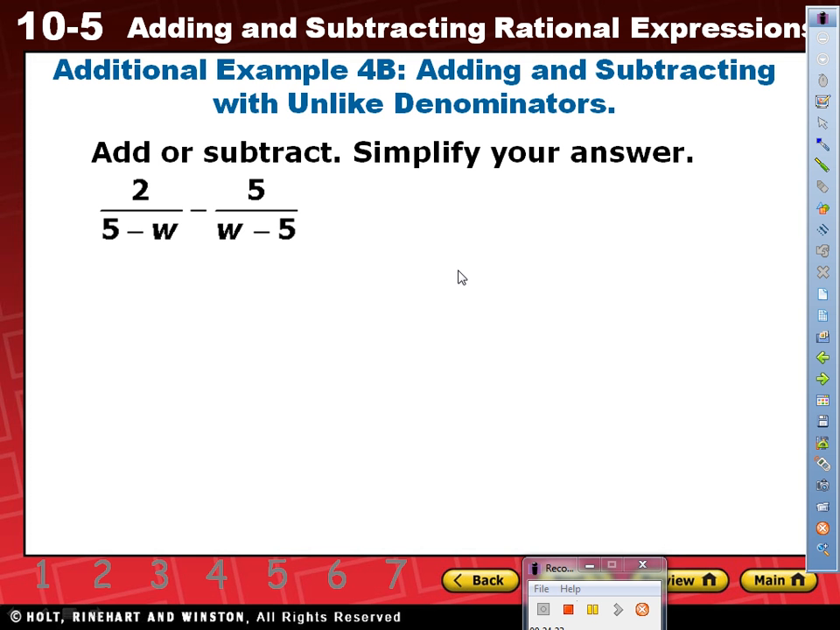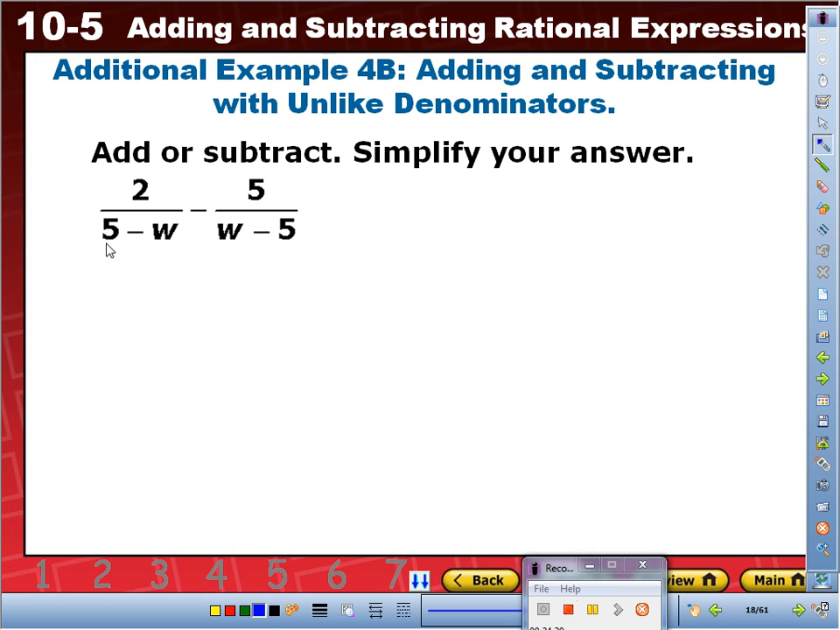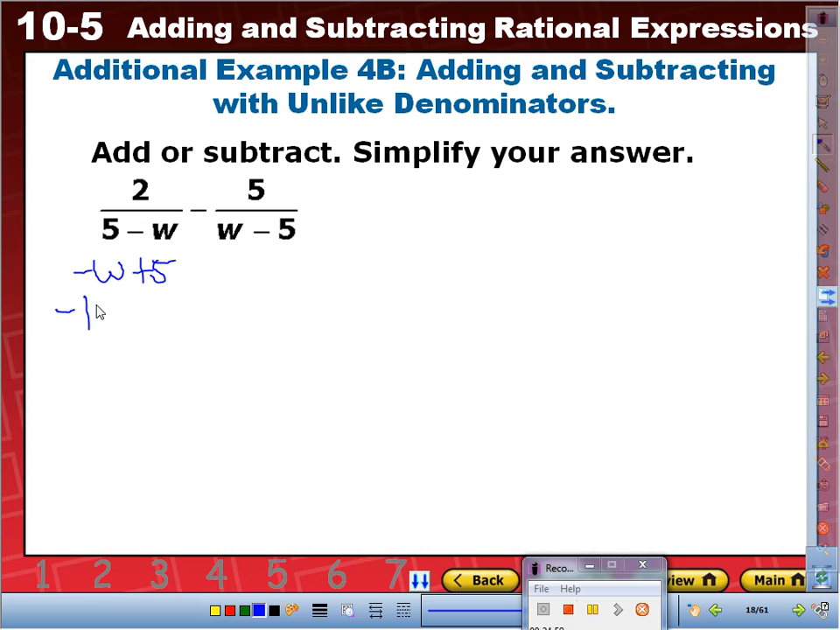Example 4B. Copy this one. It says 2 over 5 minus w minus 5 over w minus 5. Okay, let's do this one together. Do we have a common denominator? We don't know yet because this one is not in standard form. So to write this in standard form, you need to write what? Negative w plus 5. Does that look like this? Not yet. What's GCF here? Negative 1, so we're left with w minus 5. So this denominator became this.